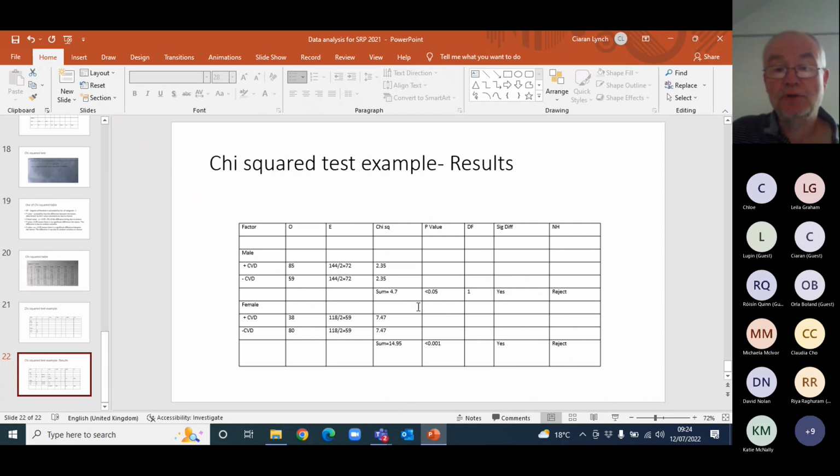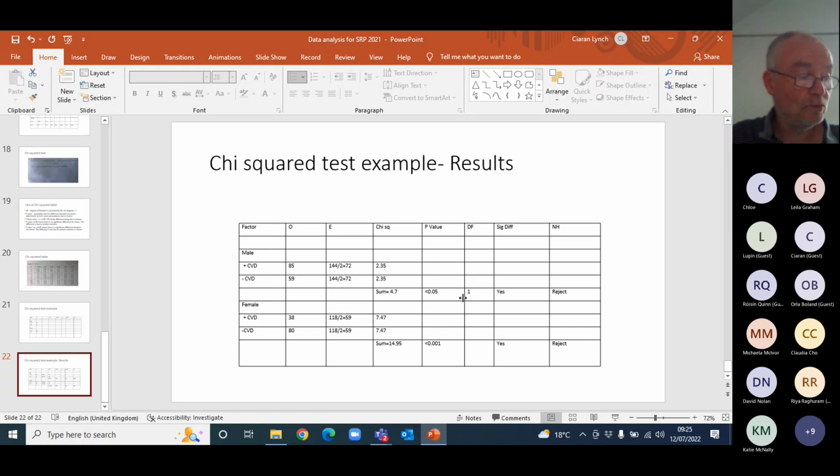So what do you do? You go along and you have to decide, first of all, in order to use your chi-squared table, what's your degrees of freedom? Well, we've only got two categories. We've only got with CVD and without CVD. So our number of categories is 2. Our degrees of freedom is the number of categories minus 1. So the degrees of freedom that we're going to use on the table is 1.